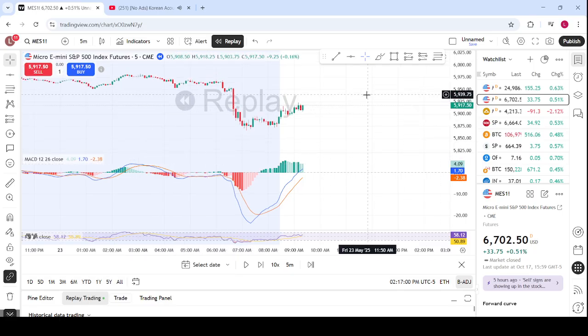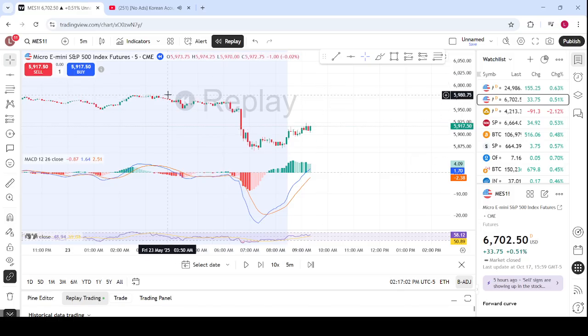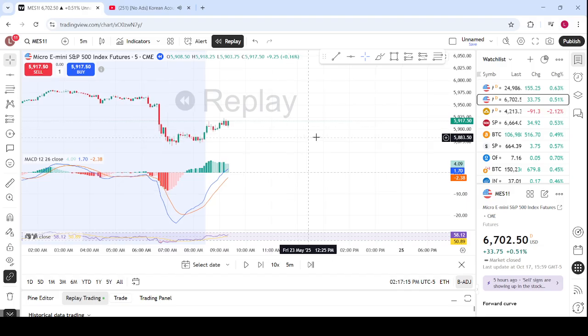For us to go down, we'd have to stay underneath this peak and sweep this. That's very unlikely. It's very likely going to go up if we get to this point. And we haven't swept down here yet.